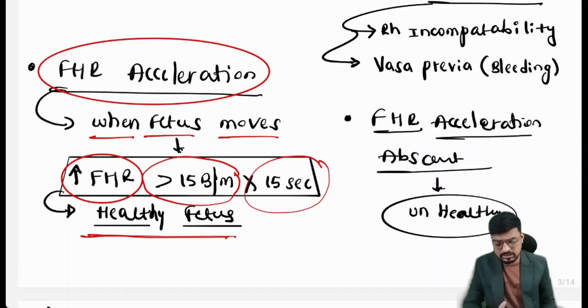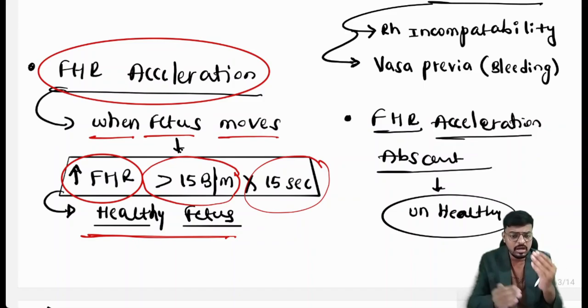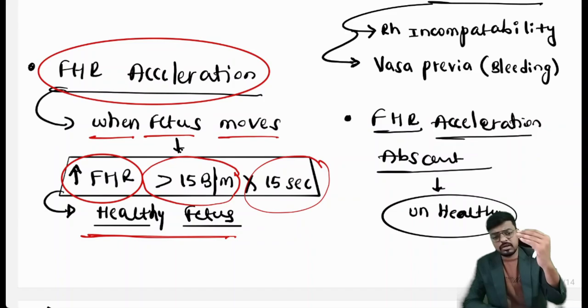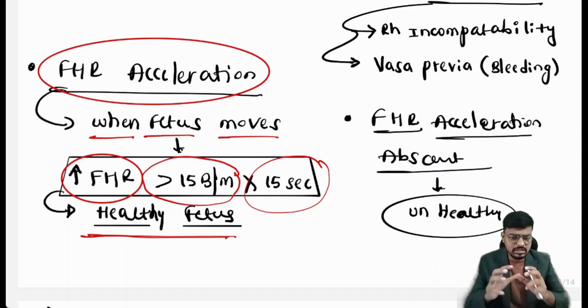What are the things we have studied? The fetal heart rate acceleration means the fetal heart rate increases when the fetus moves inside the uterus. How much is it increasing? More than 15 beats per minute for 15 seconds. If the acceleration is present, that is a healthy baby.